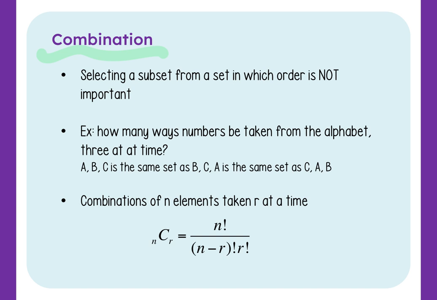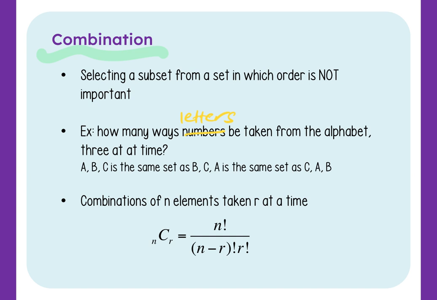So this says, how many ways can numbers be taken? That's funny, letters, that should say letters. Can letters be taken from the alphabet 3 at a time? And this is not saying in a specific order. So in this case, ABC is the same set as BCA, is the same set as CAB. If it said how many ways can they be arranged, now we're back to permutation.